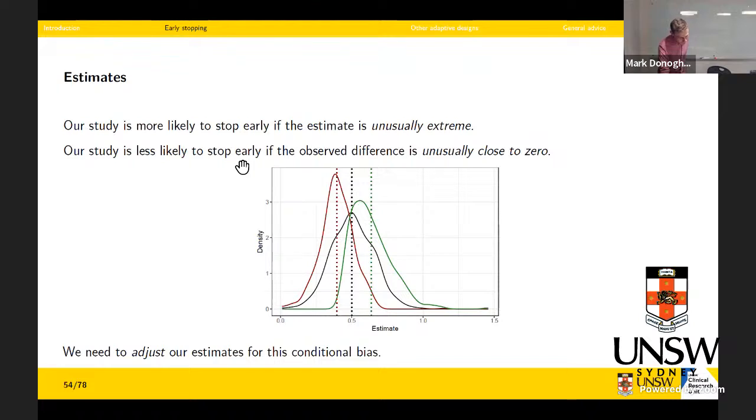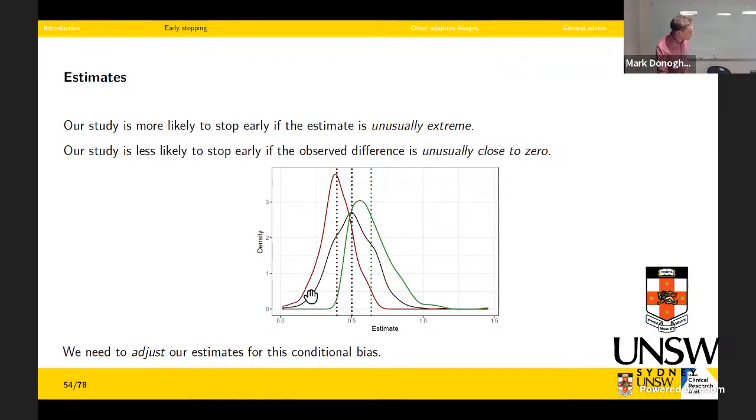And on the flip side, if your study doesn't meet the threshold early on, that kind of means that it might be randomly lower than the actual truth, or unusually close to zero. And that means you might be underestimating the truth if you just look at the studies that continued on to the final analysis. And so that's what this graph is showing here.